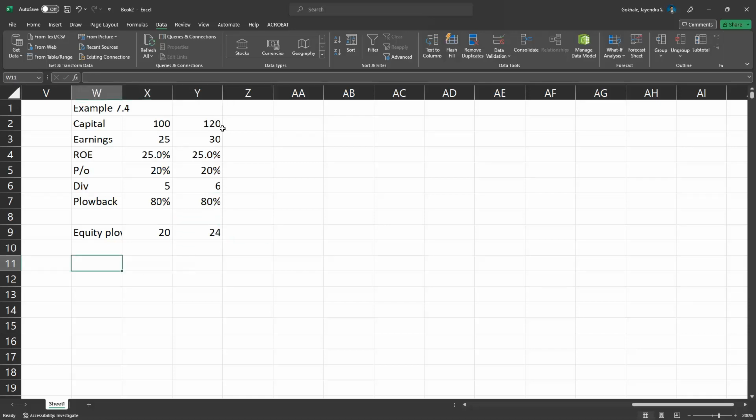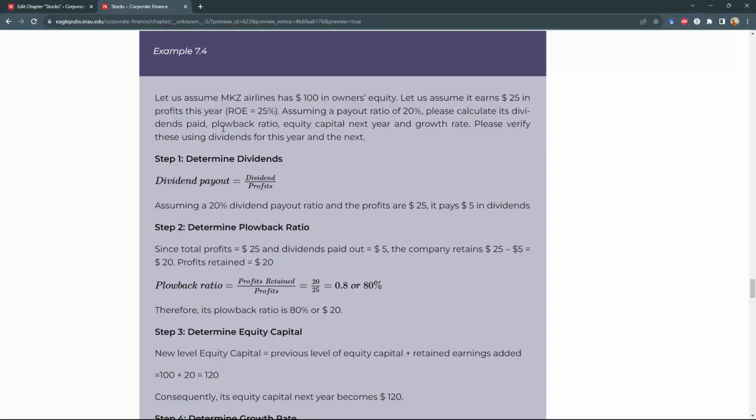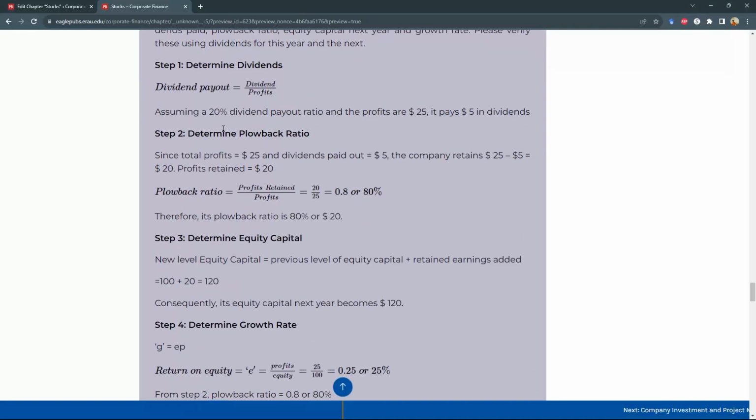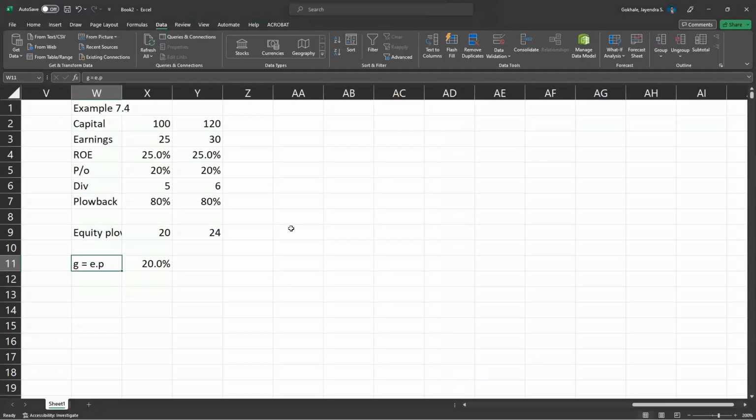Now, there's another way in which we can find out the growth rate. So we know that G equals E, the return on equity, times plowback. So return on equity is 25% times the plowback, 80%. So we know that G equals E times P. Return on equity is 25%. Plowback is 80%. So this is the G.